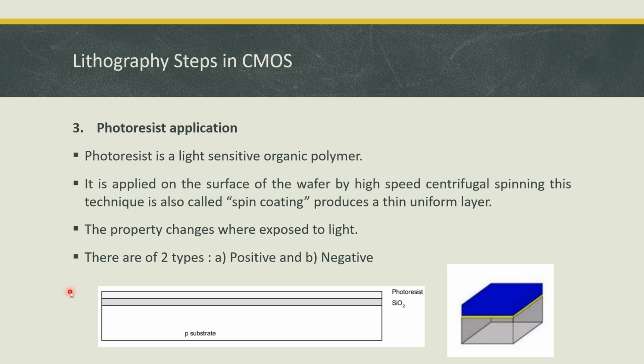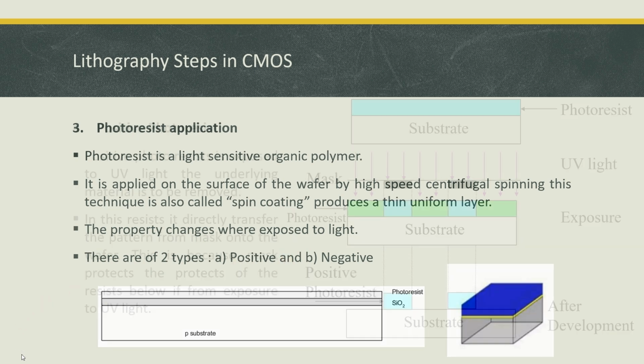The photoresist is a light sensitive organic polymer and it is applied after the SiO2 layer. The photoresist is applied on the surface of the wafer by high speed centrifugal spinning, which is also known as spin coating. It produces a thin uniform layer. The property of the photoresist changes when it is exposed to light. Basically there are two types of photoresist: one is positive and the second is negative. Let us discuss them one by one.